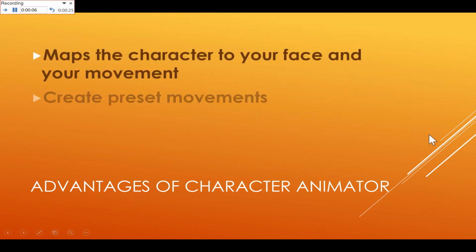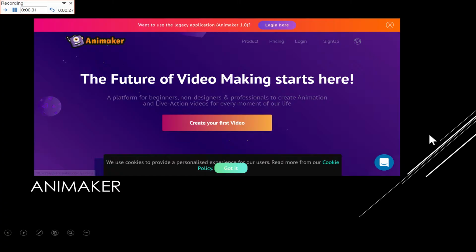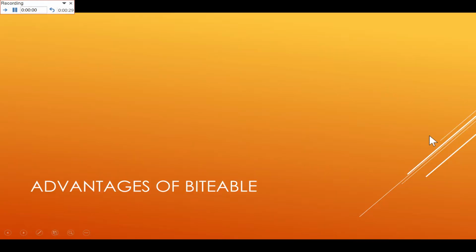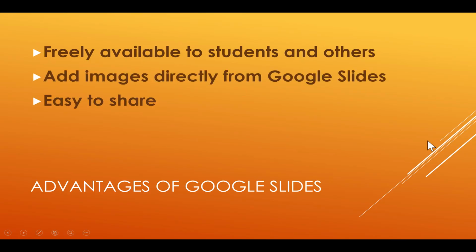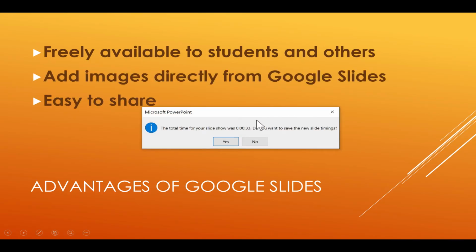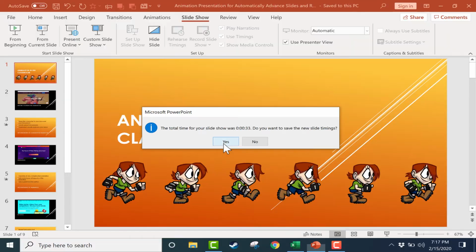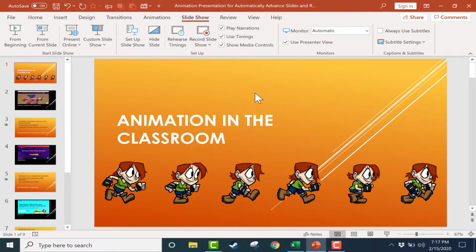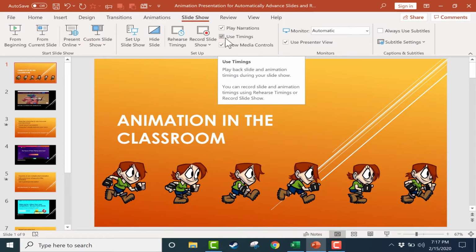And then I'm just going to click quickly through each of my bullet points and to the next slide and to the next slide. Now the reason I'm doing this fast is so that you'll be able to see that it indeed did work. So notice it says the total time for your slideshow was 33 seconds. Do you want to save the new slide timings? Yes, I do.